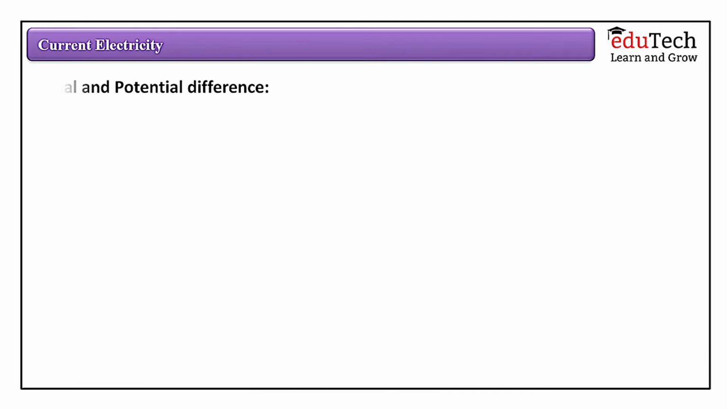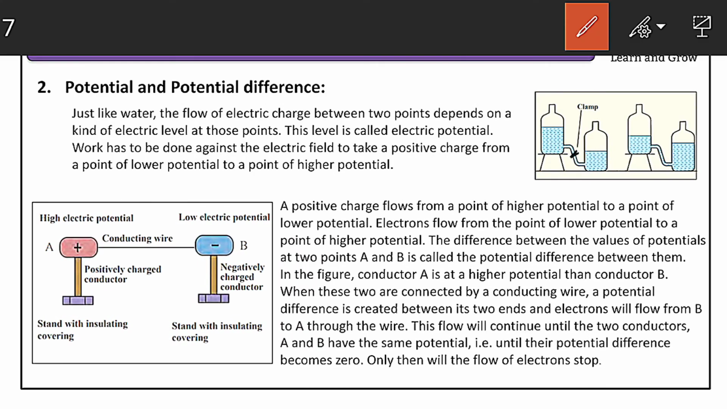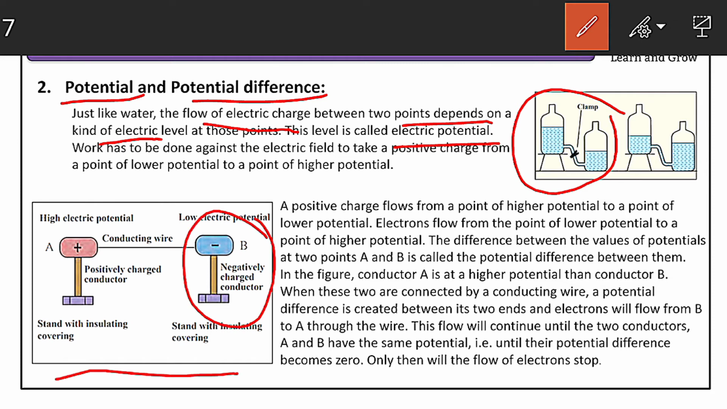Now we will see what potential and potential difference are. Just like water, the flow of electric charges between two points depends on the kind of electric level at those points. These levels are called electric potential. Like water, see in this diagram water is flowing. If we remove the clamp, water will flow and maintain its equilibrium. Similarly, in this diagram, this is the lower terminal, lower electric potential, and this is the higher electric potential, the positive terminal.